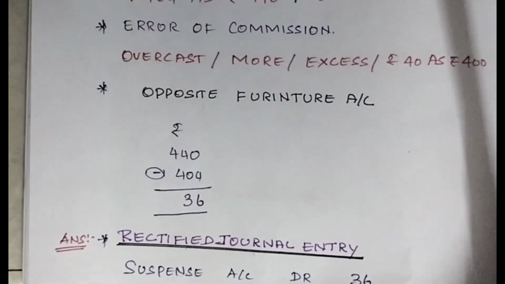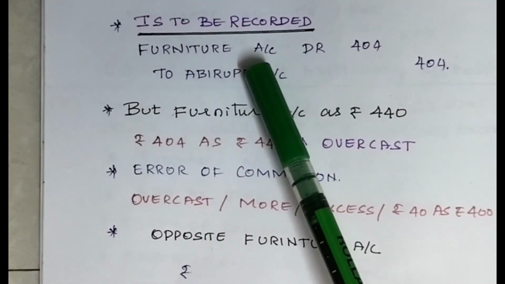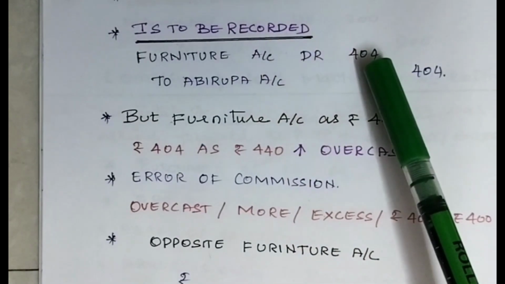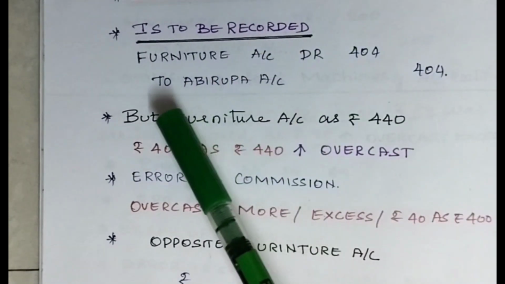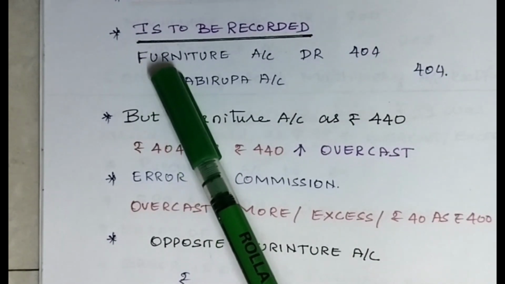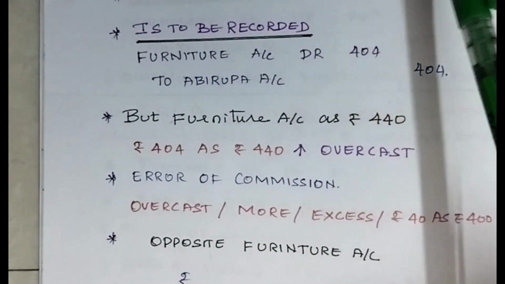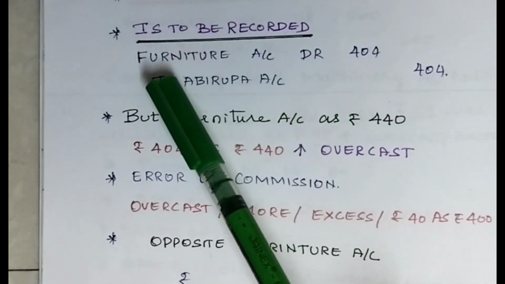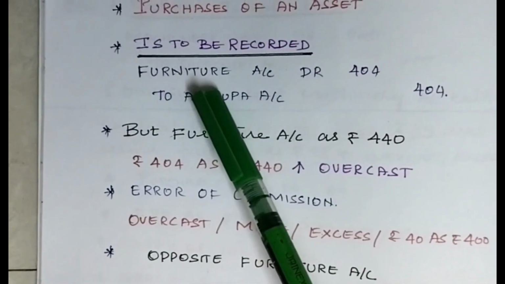What is to be recorded for this transaction? Furniture account debit 404 to Abhirupa account 404. You can't enter the purchases account. Only when you purchase goods can you enter the purchases account. Whenever you purchase an asset, you have to enter the name of the asset account.